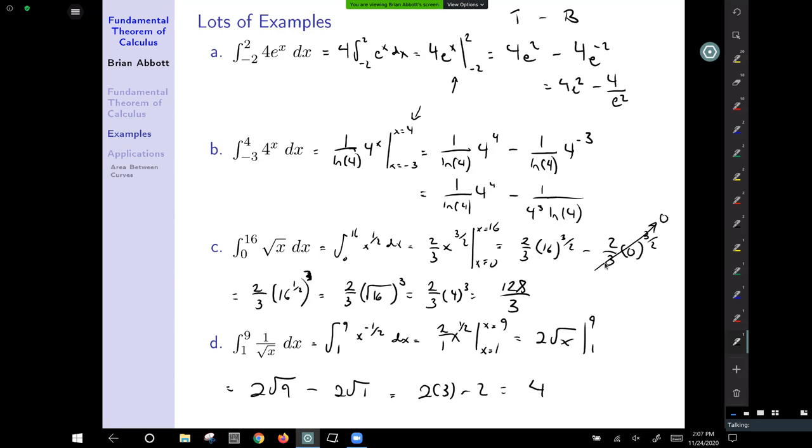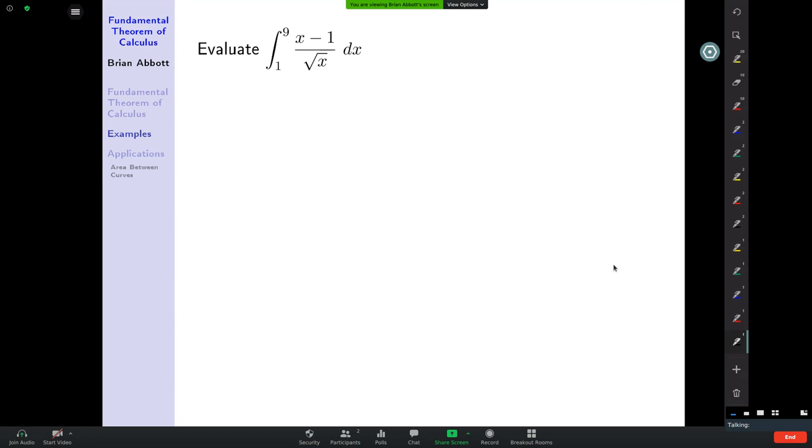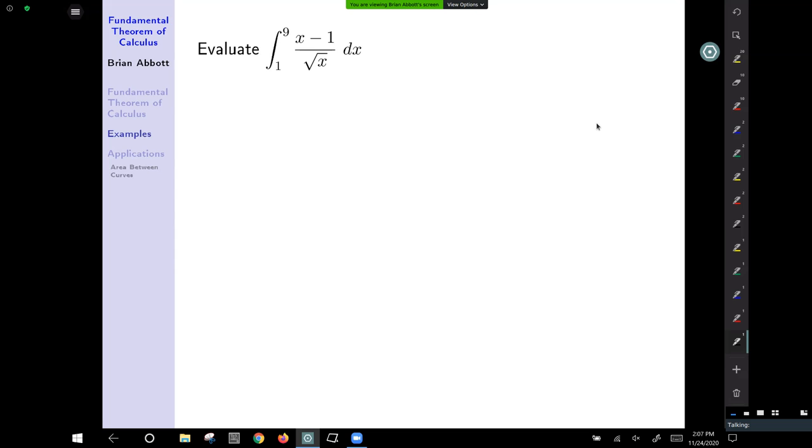One more example and we'll call this video good. So let's do a slightly more complicated one. At first look, we may say, oh heck, I can't do this. But we've already done examples of this. The last two examples have been pertinent to this.